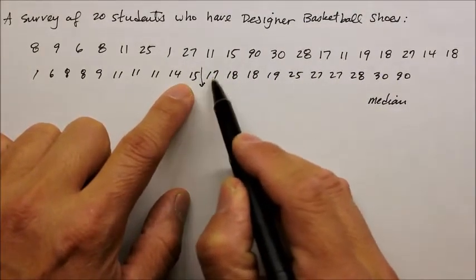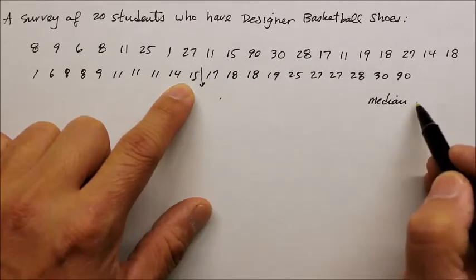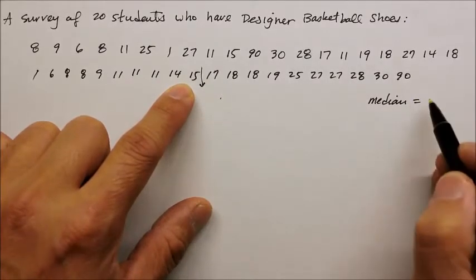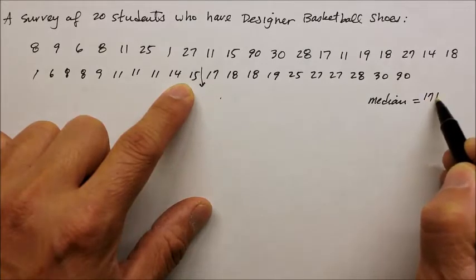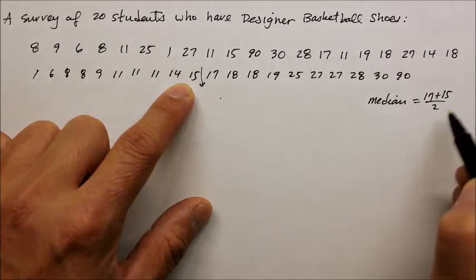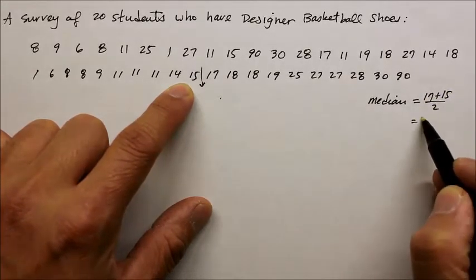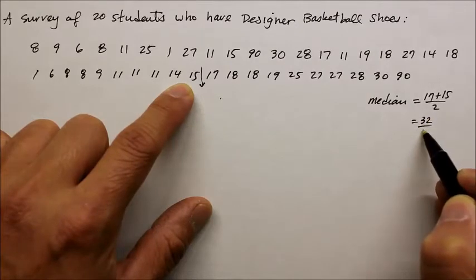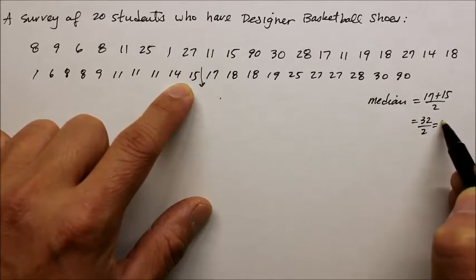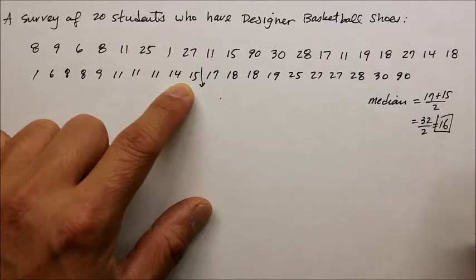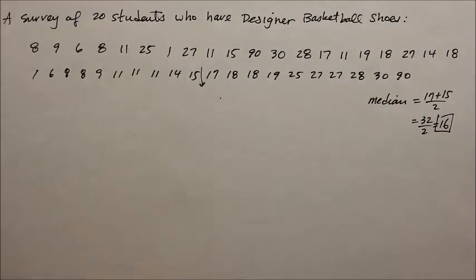And so what's in between these 15 and 17? Well, it's actually 16 because 17 plus 15 divided by 2, which is 32 divided by 2, is 16. So there's your median. Now what do you do with that?